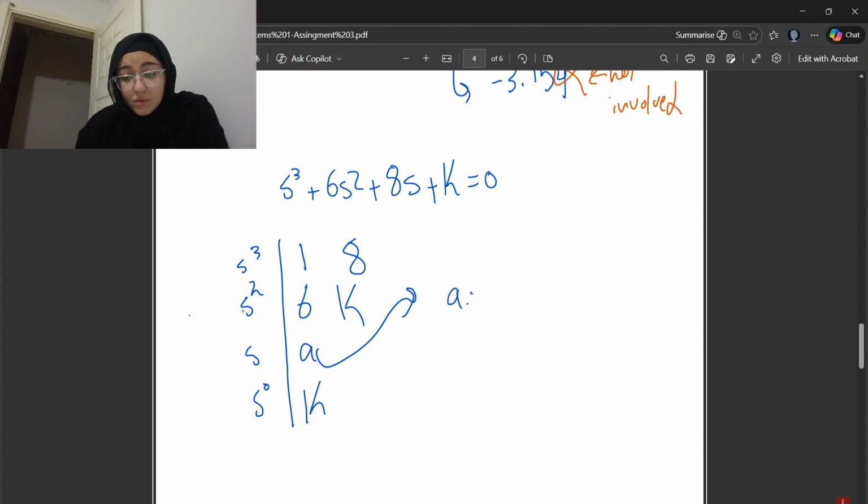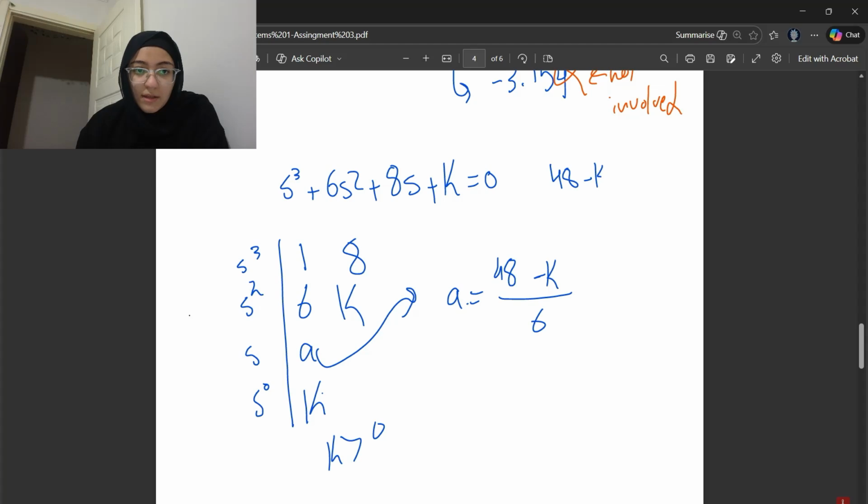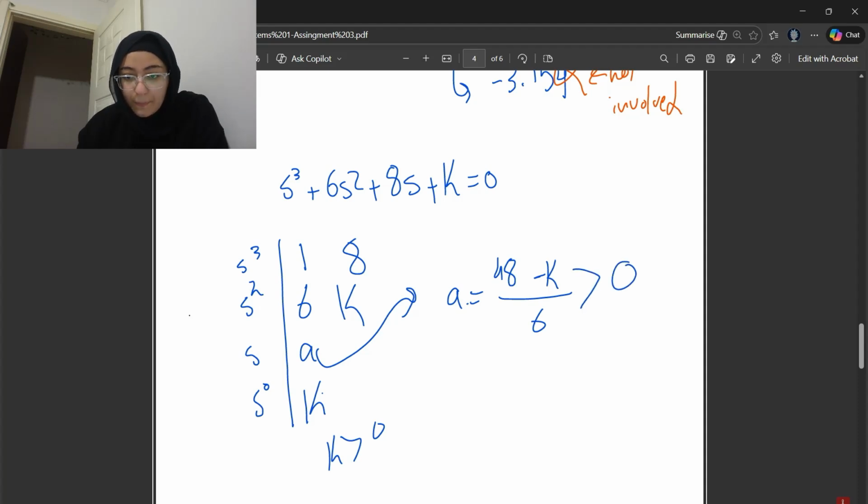A equals 6 multiplied by 8, 48, 48 minus k over 6. So the range of k here is k bigger than 0. To find the range of k, we need 48 minus k bigger than 0. How? The 6 will go away, so it's going to be 48 minus k bigger than 0.